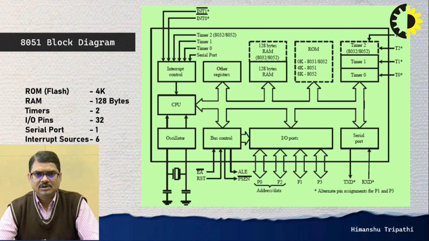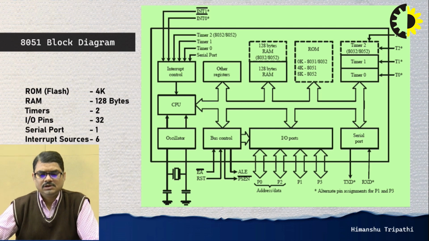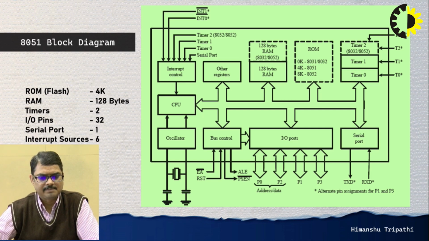So as a programmer, we can use this RAM of 128 bytes only to store our variables. So in the 8051 microcontroller, we have 4 kilobytes of ROM and 128 bytes of RAM. Another thing that we have on the 8051 chip is the timers or counters.